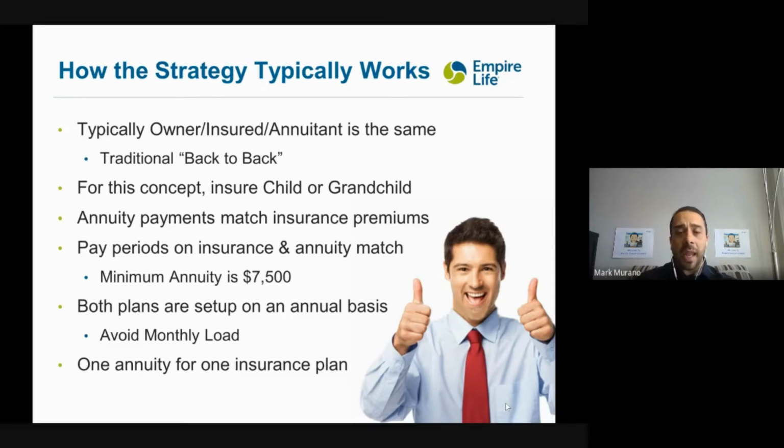Both the annuity and the insurance contract are set up on annual payments. We don't do monthly, for a couple of reasons. It's only one transfer a year from the annuity over to Empire. And why pay the monthly load if there's no reason to? So typically annual basis for the annuity as well as the insurance contract. And whenever possible, we have one annuity per one insurance plan just for convenience. But I will talk about that in the next slide. We can do multiple contracts on one annuity as well. So that's how it looks.